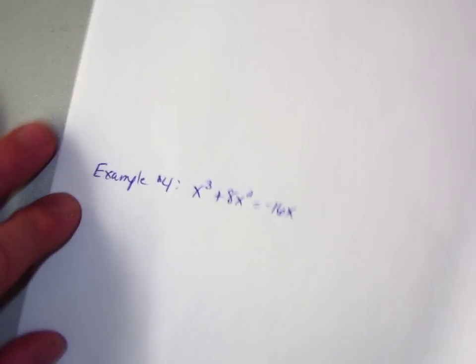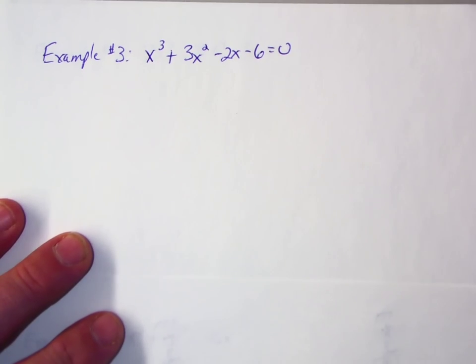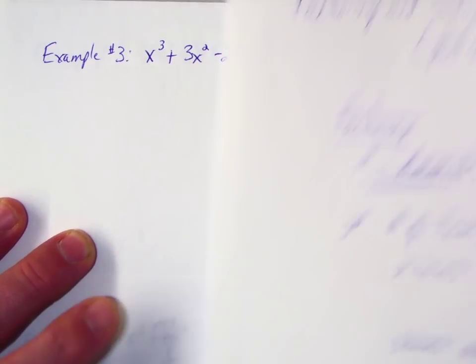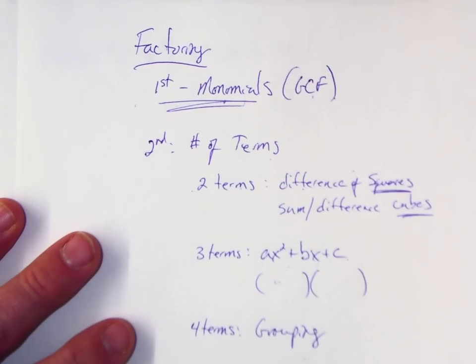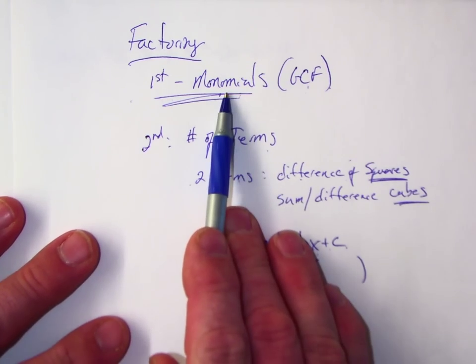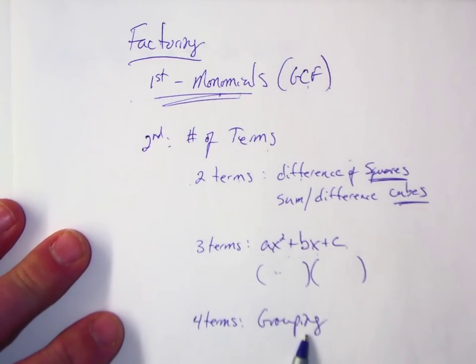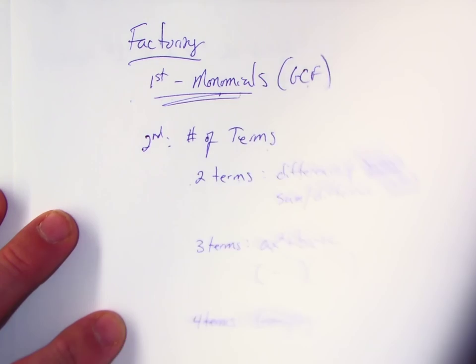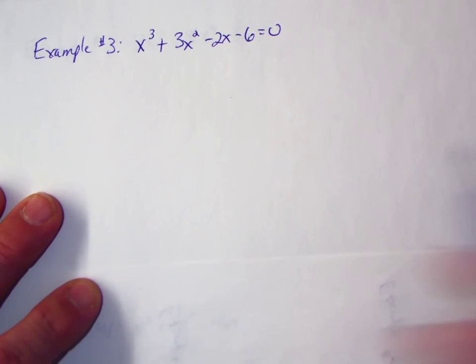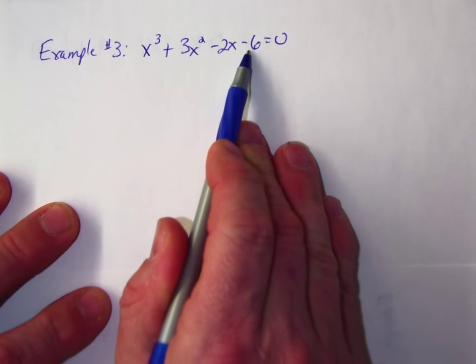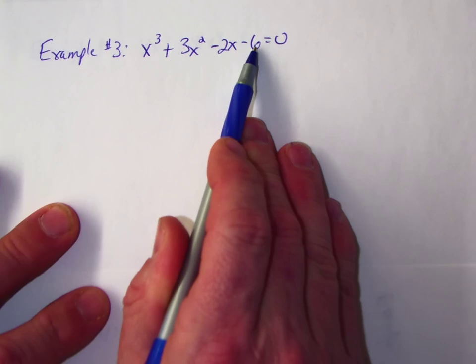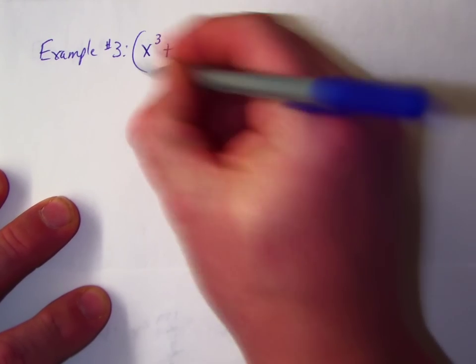All right, let's look at example number 3. This one has 4 terms. We have x cubed plus 3x squared minus 2x minus 6. All right. First thing I do is look for monomials. Once I factor out any monomials, then I use 4 terms, which means I'm going to factor by grouping. So there's no common factors here. There's no monomials I can factor out, so I'm going to go right straight to grouping.